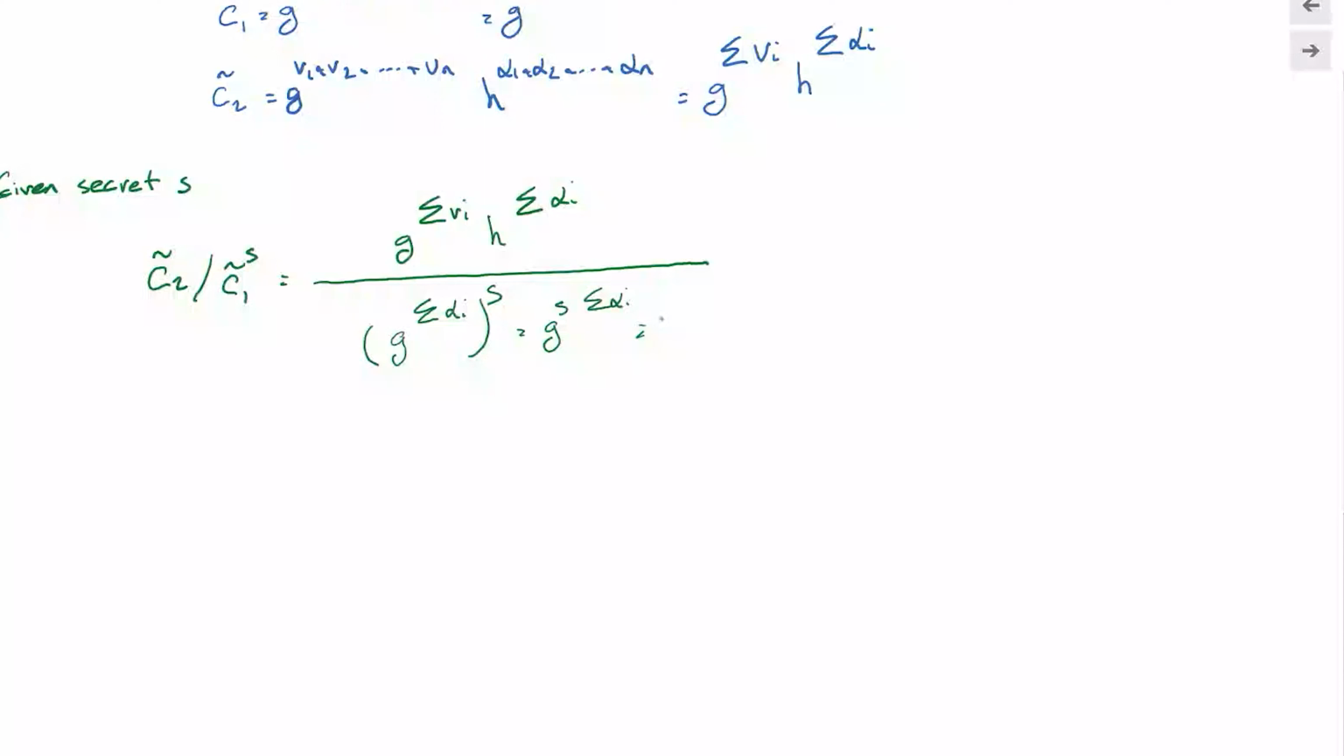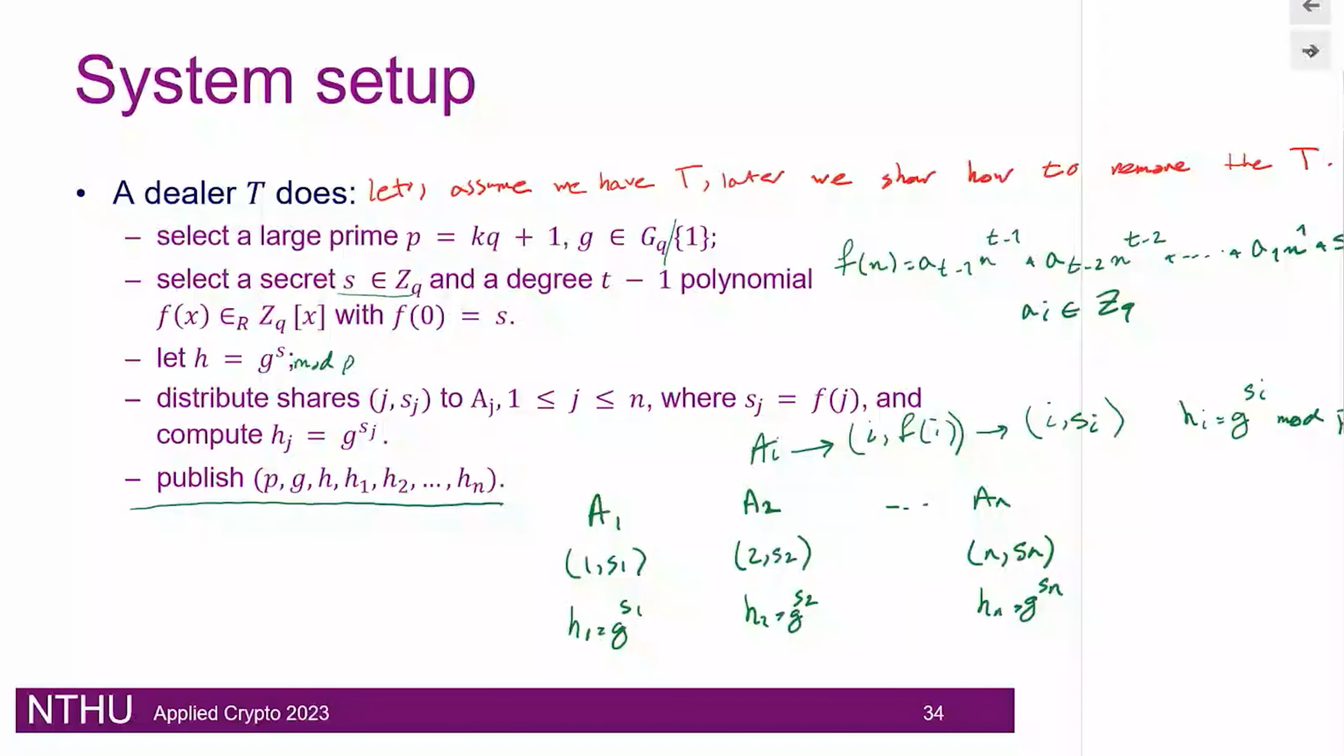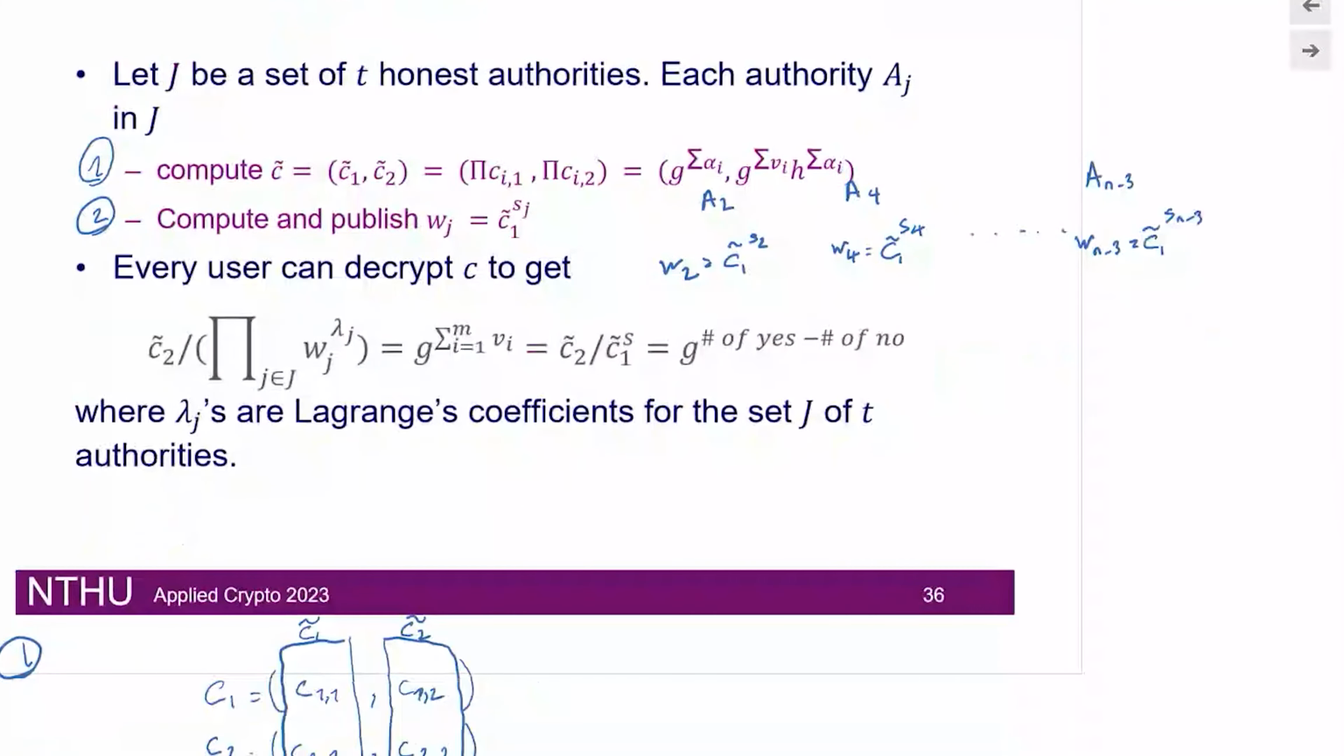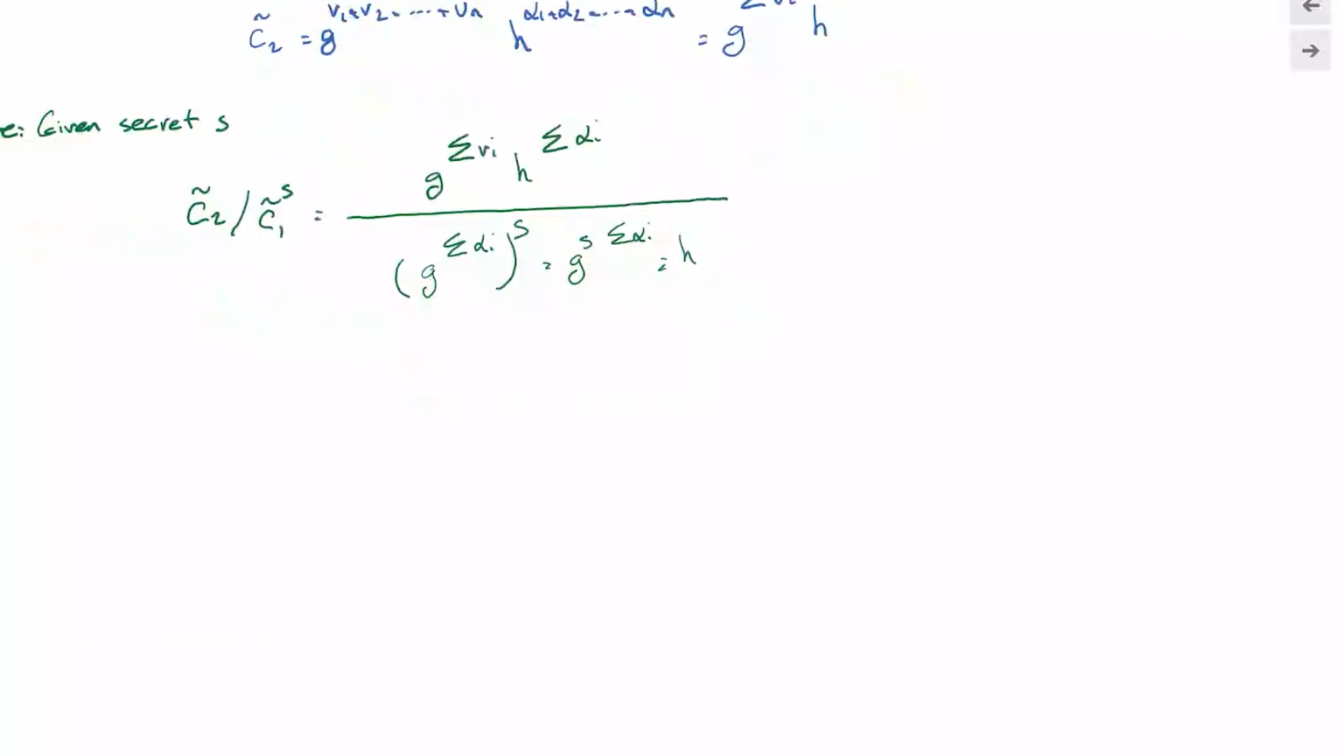So if that is the case, then G to the S sigma of alpha I becomes H to the sigma of alpha I. Then that means that this can get cancelled, and the result would become just G to the power sigma of VI's, right?